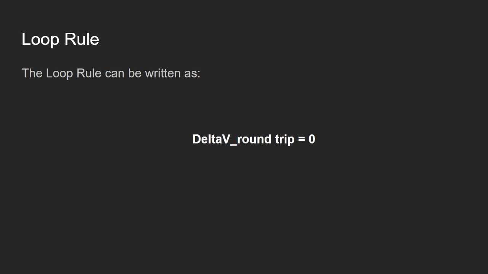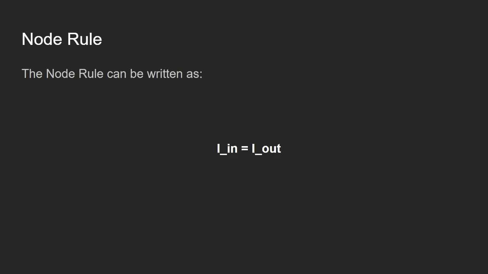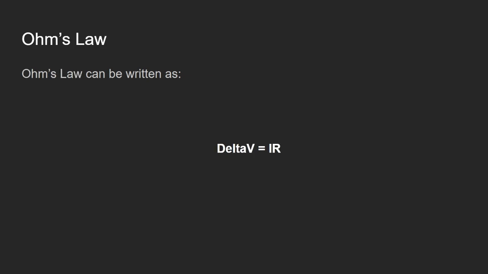So for the loop rule, it can be written as the delta V of the round trip of the entire circuit. Adding up the delta V's for each part of the circuit will equal 0. For the node rule, it can be written as I in equals I out. Current is the same. Then Ohm's law, another important law to know, can be written as delta V equals I times R.